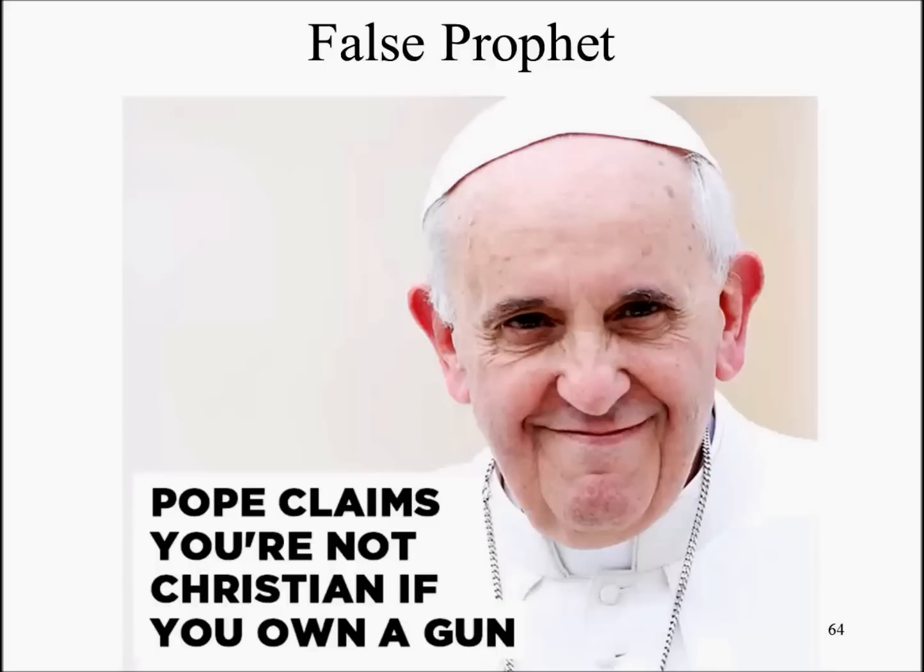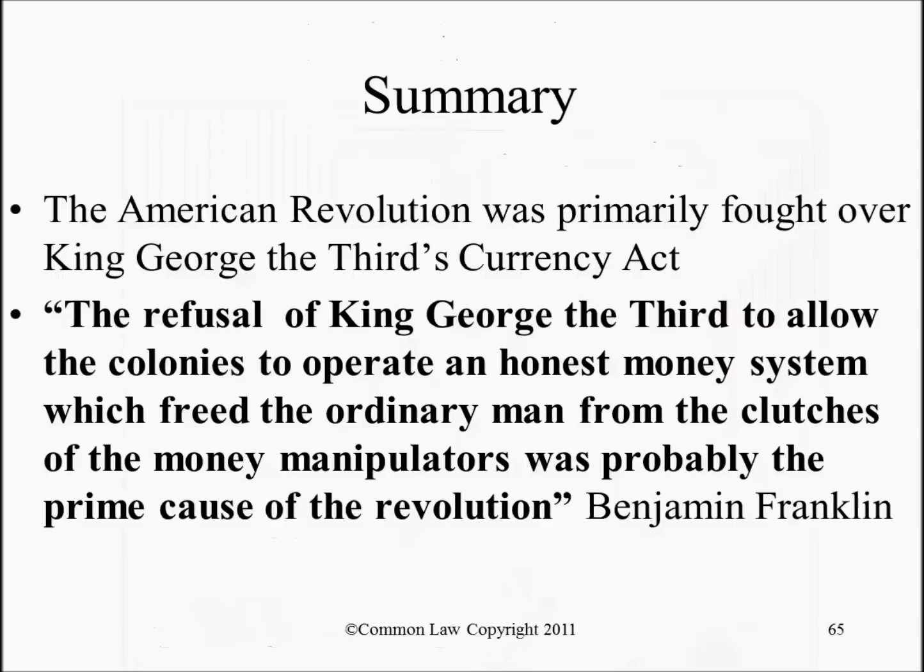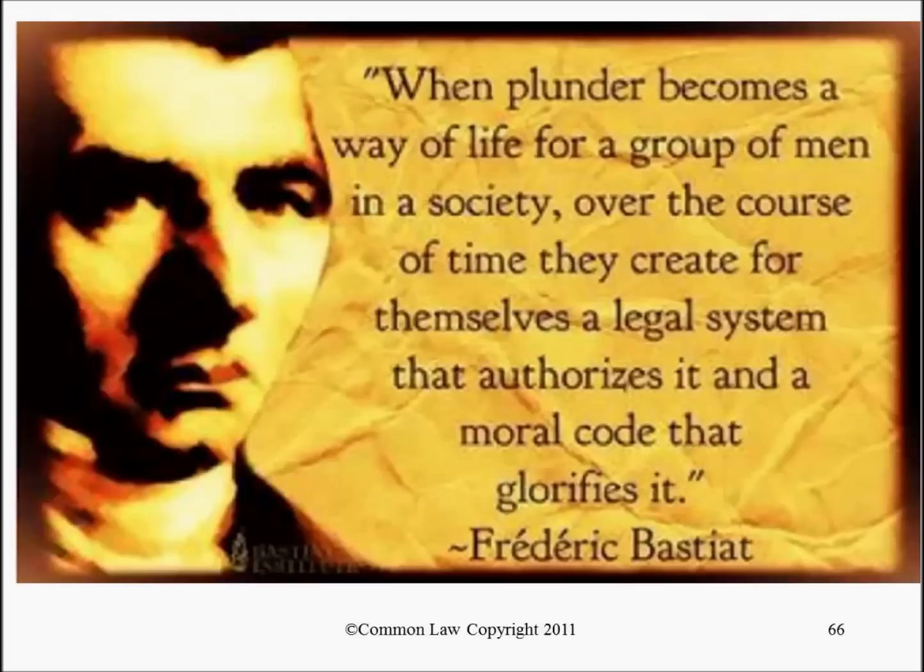There is the false prophet that's talked about in the book of Revelations. I am just positive that that is the false prophet right there that is talked about in the book of Revelations. The American Revolution was primarily fought over King George III's Currency Act, the refusal of King George to allow the colonies to operate an honest money system, which freed the ordinary man from the clutches of a money manipulator. Probably the prime cause of the revolution, and that's Benjamin Franklin.